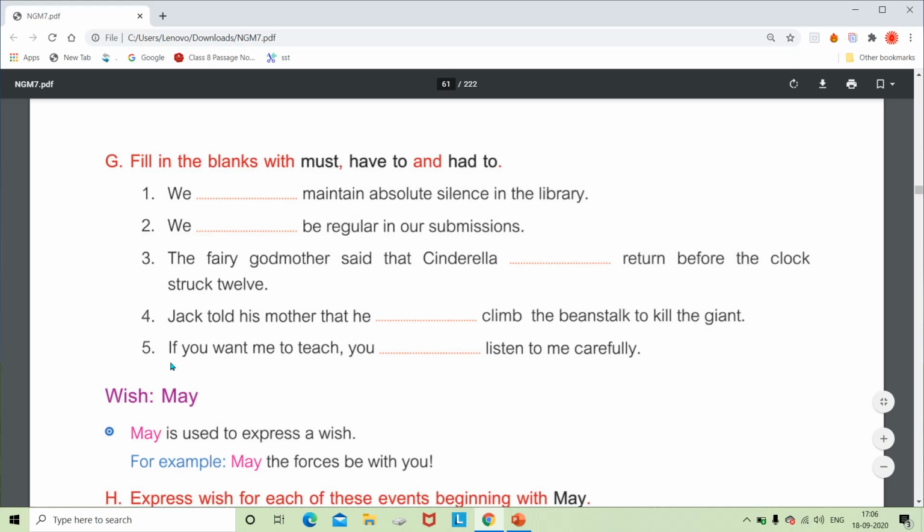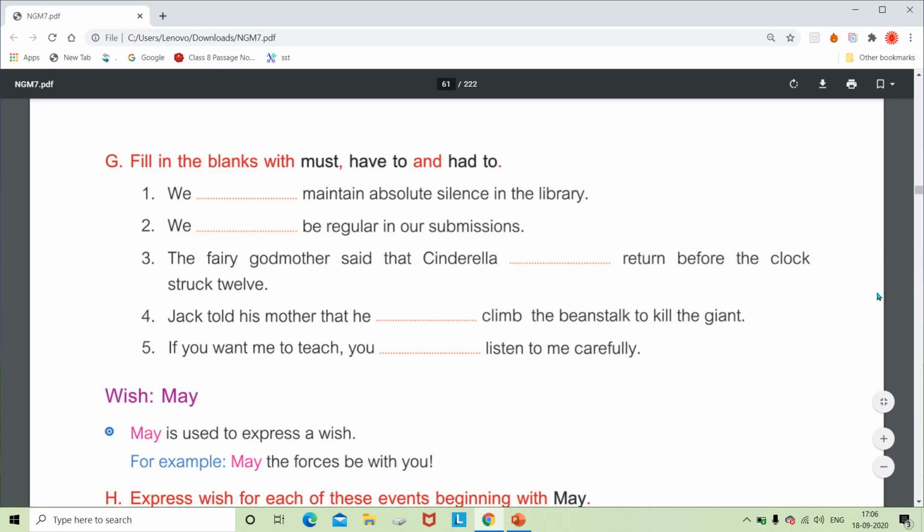If you wish, you can use "had to" also, but you can use "must" also here. If you want me to teach you ___ listen to me carefully. So again here also you can use "must". If you want me to teach you, you must listen to me carefully.